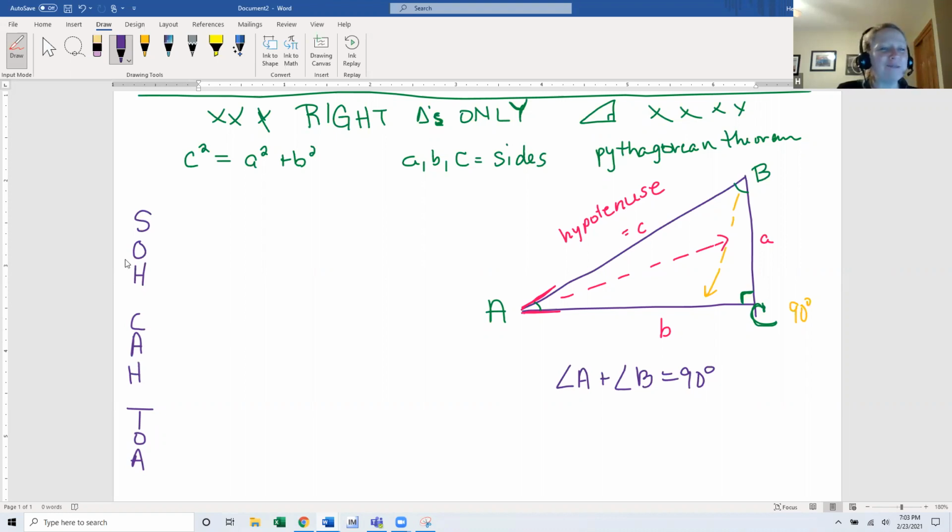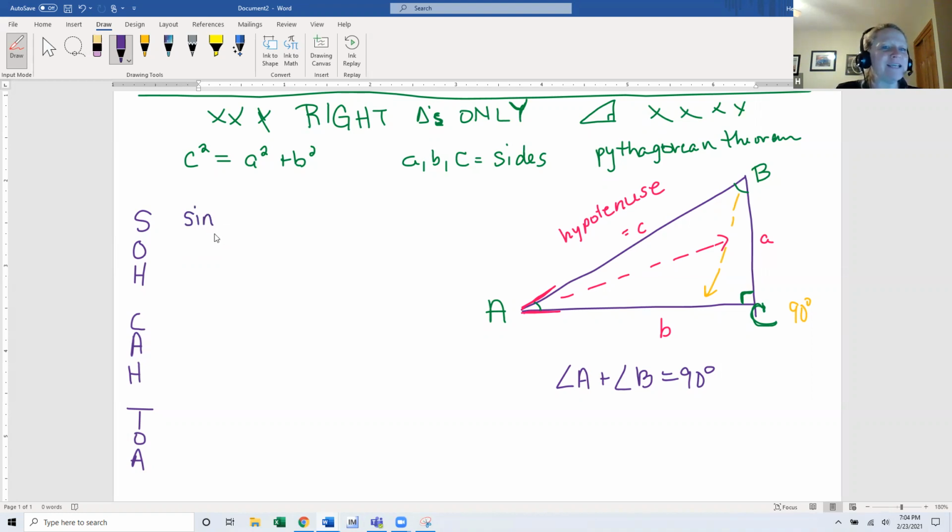Okay, so the first part here, SOHCAHTOA, I know it doesn't really make any sense, but it's just a mnemonic or a memory tool so that we can remember sine, cosine, and tangent. So the S here stands for sine. Actually, I'm going to move this up a little bit. So the S stands for sine.